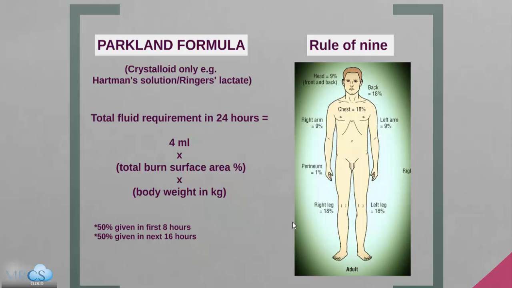After you calculate the total burn surface area, you use another rule, the Parkland formula, to calculate the fluid needed for resuscitation. Using this equation, the total fluid requirement in 24 hours is 4 ml multiplied by total burn surface area percent multiplied by body weight in kilograms. 50% of the total is given in the first 8 hours, which is very important, and the other 50% is given in the next 16 hours.